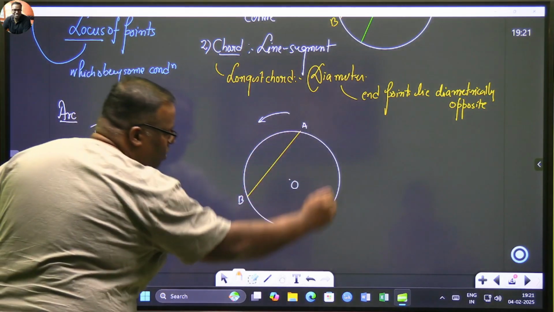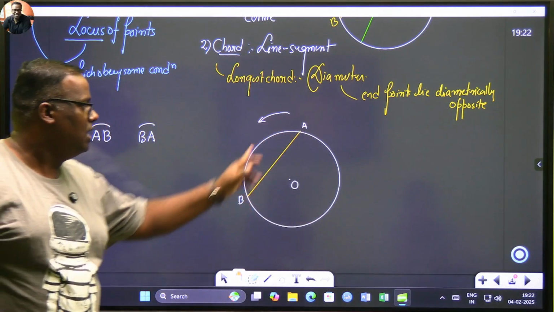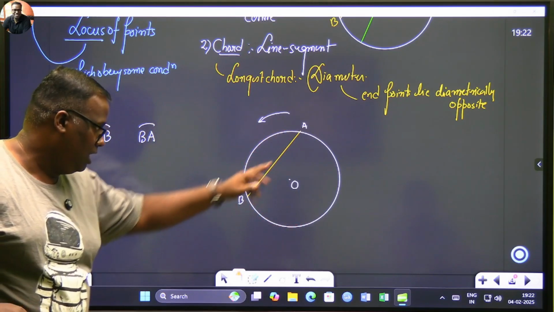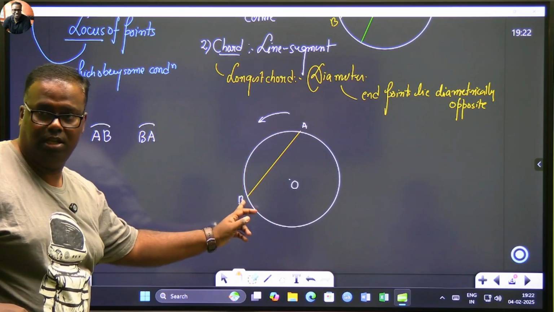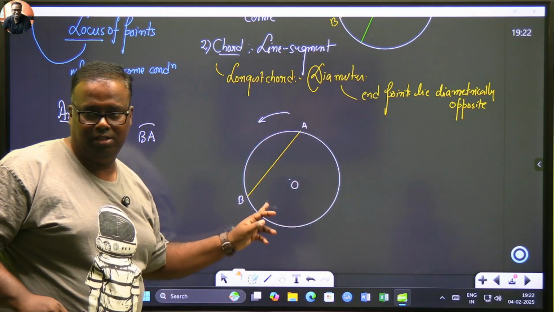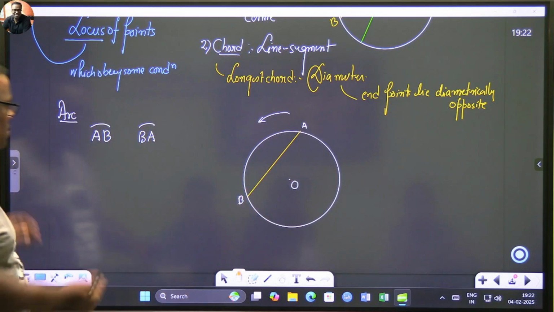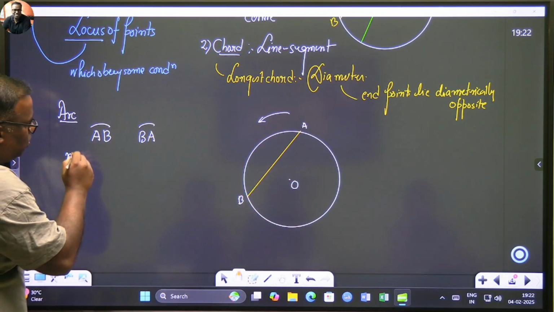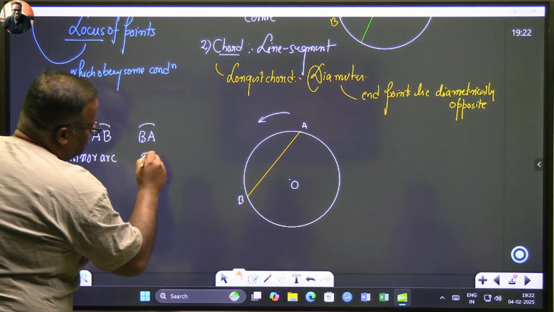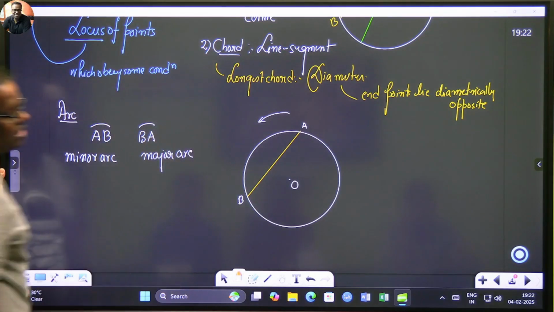Sir, why don't you write AB this way? No, I will not write AB this way because AB is this. Can I not write this way? No. Since the circle is rotating in this way, AB means this arc itself. We cannot name it in this manner. We can rather go in one direction, AB, BA. AB is the smaller part, so this will be known as my minor arc, whereas BA will be known as my major arc. Is this clear or not?